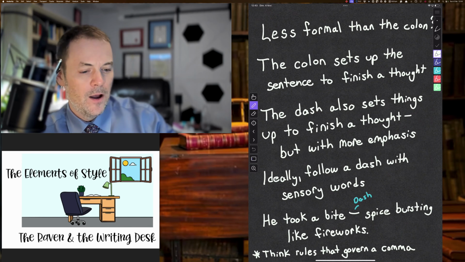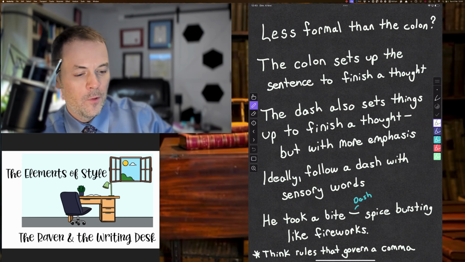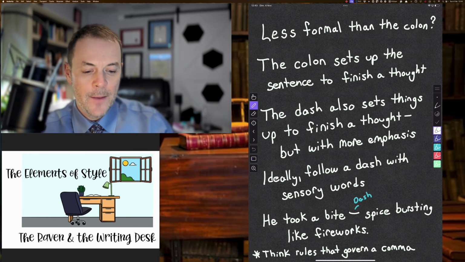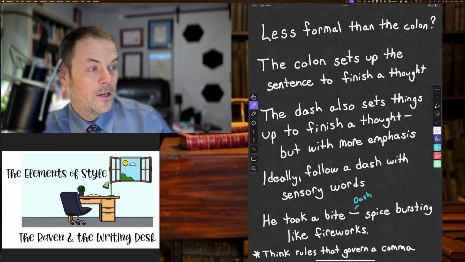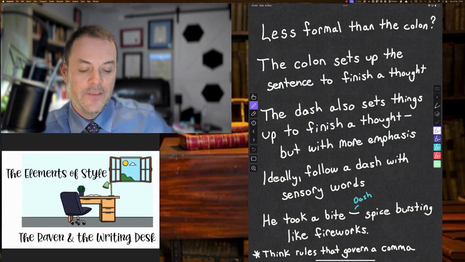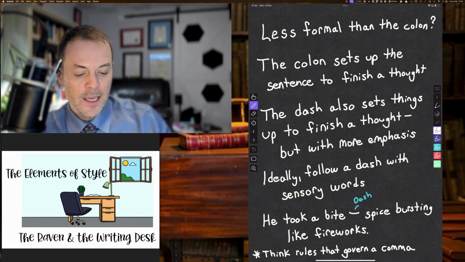What is meant by the dash being less formal than the colon? Well, the colon sets up the sentence to finish a thought. You saw that in the last example. If you need a refresher, just go back to Rule 7. The dash also sets up a thought, sets up to finish the thought, but it's with more emphasis. So for example, he took a bite, dash, spice bursting like fireworks.